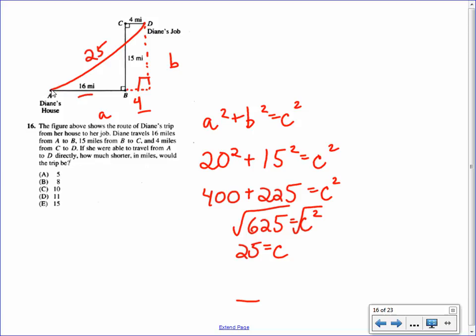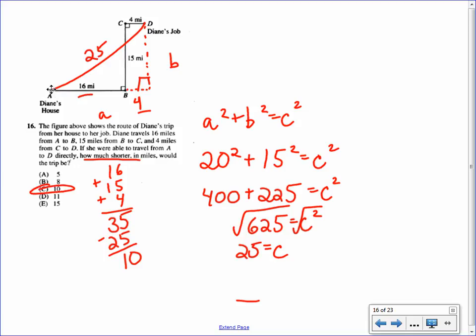They're asking us how much shorter this new route is compared to the previous route. So we just have to add 16 plus 15 plus 4, which gives us 35 as the length of the original route. Then we subtract the length of the new route to give us how much shorter this new route will be. So that's 10, which is choice C.